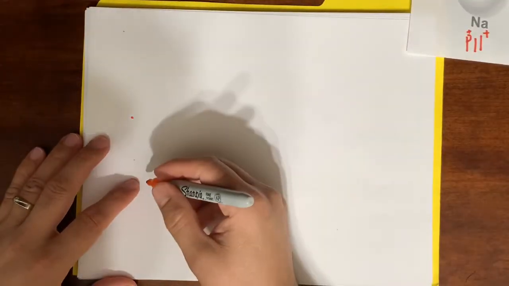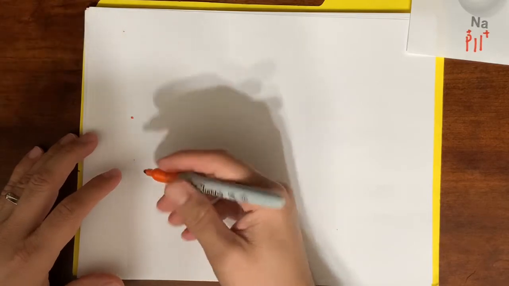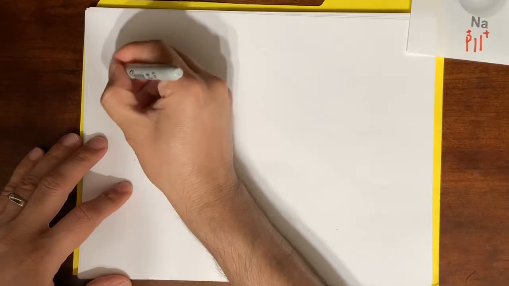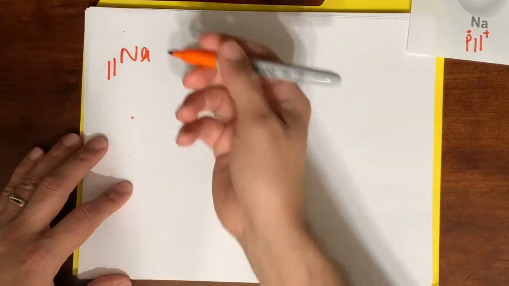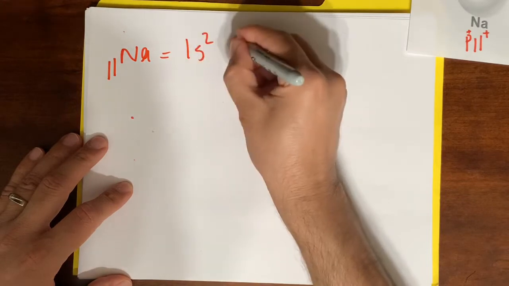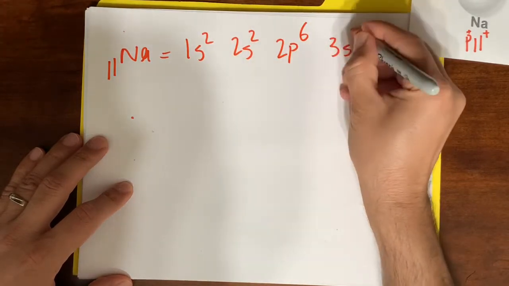Okay, let's choose two elements. We go with, for example, sodium, and next one we can go with phosphorus. So sodium is 11. Right, let's write the electron configuration. It will be 1s2, 2s2, 2p6, 3s1.